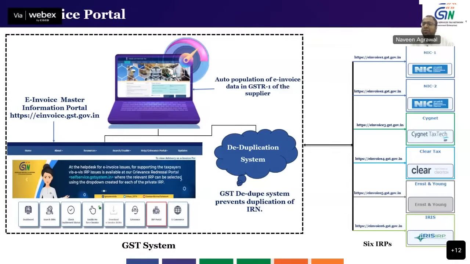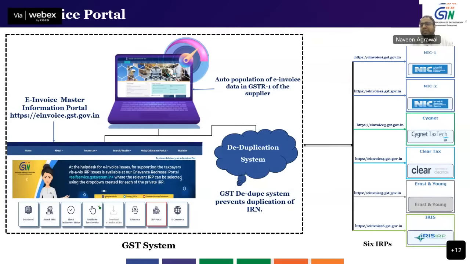We check whether there is a duplication or not. Once we confirm that, the IRP will issue an invoice with an IRN number, and that invoice will be signed and it will have a QR code. The same invoice gets transmitted back, as I said earlier, to our GST system and gets auto-populated in your GSTR1. We have also created a new e-invoice.gst.gov.in as a master information portal.